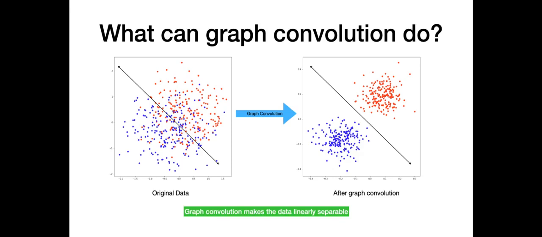Now our goal is to quantify this improvement in separability through a simple and analyzable model that shows the key trade-offs arising in graph convolutions.